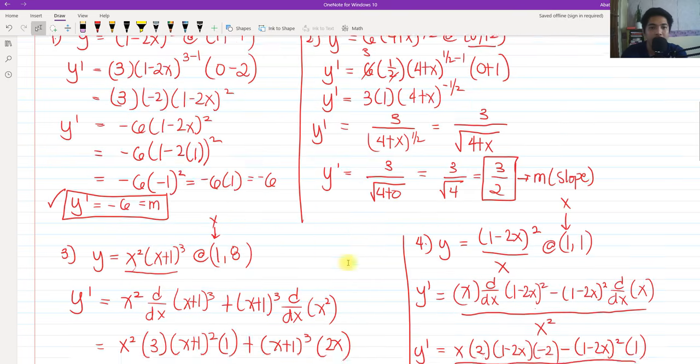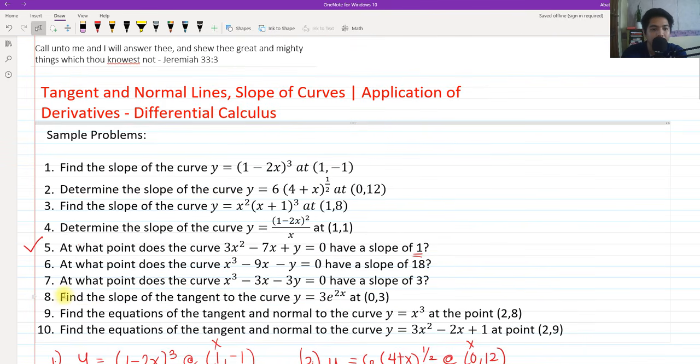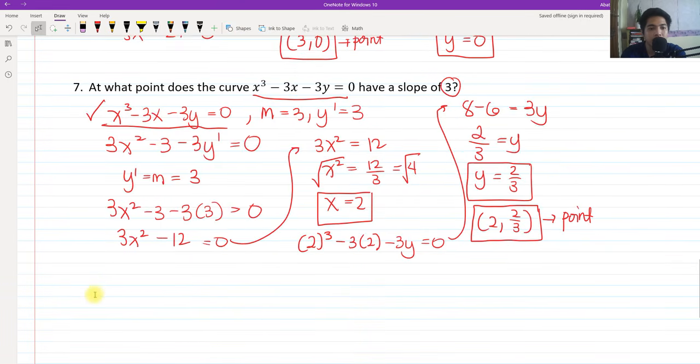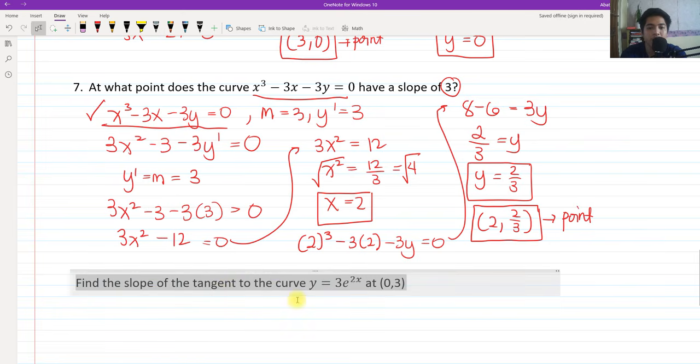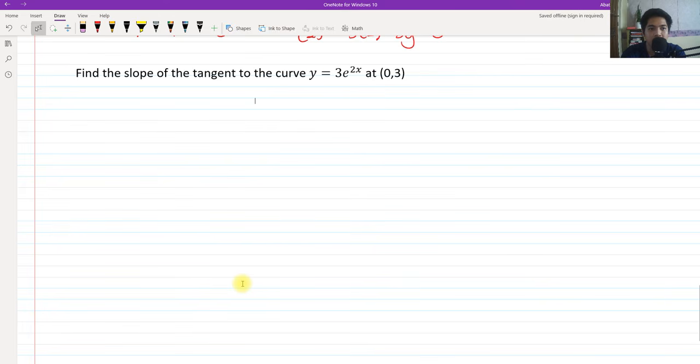So for number 8, let me just copy this one. Find the slope of the tangent to the curve y equals 3e raised to 2x at 0, 3. So we are asked only to find the slope. Just like the previous examples that we have done, we simply get the first derivative and substitute whatever the value of x to get the slope.